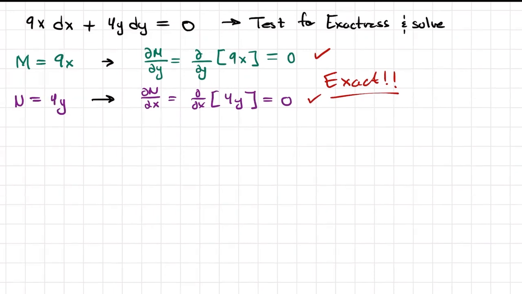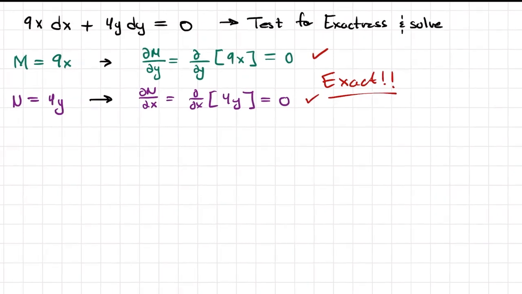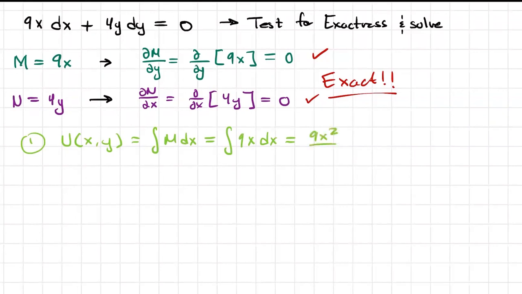So once again, using equation 1, we have that u as a function of x and y is equal to the integral of m dx. So the integral of 9x dx, we are going to get 9x squared over 2 plus some constant. This will be a function of y.